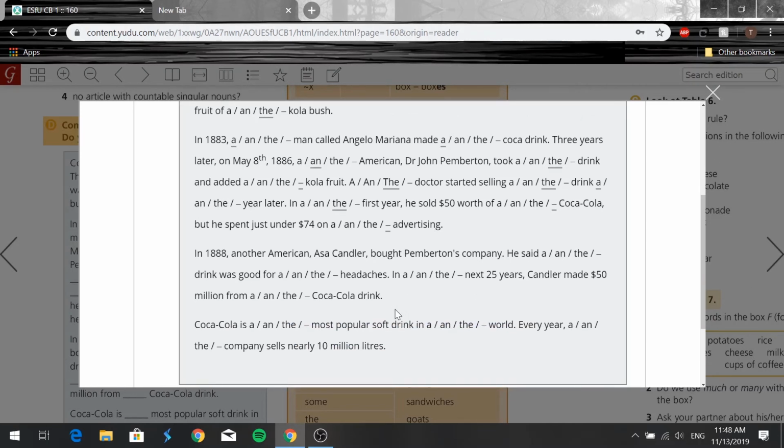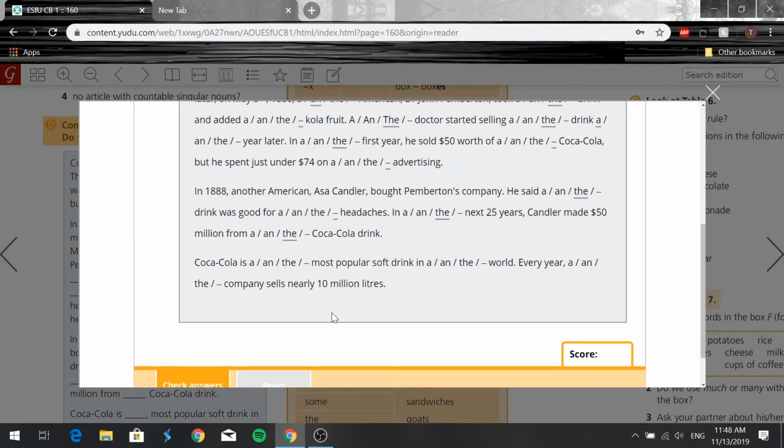In 1888, another American, Asa Candler, bought Pemberton's company, right? He said the drink was good for headaches, so no article here. In the next 25 years, Candler made $50 million from the Coca-Cola drink. Wow. Coca-Cola is the most popular soft drink in the world. Every year, the company sells nearly 10 million liters.